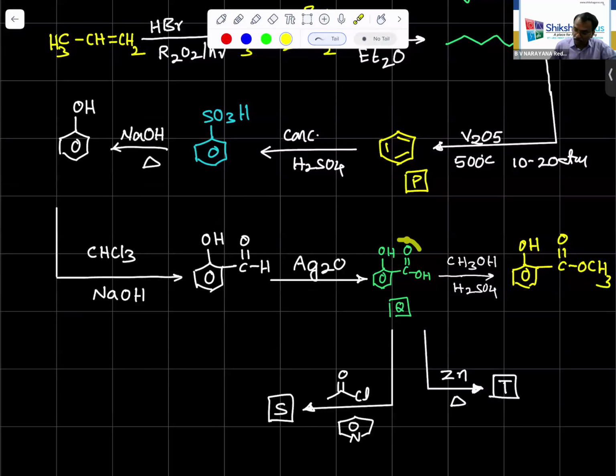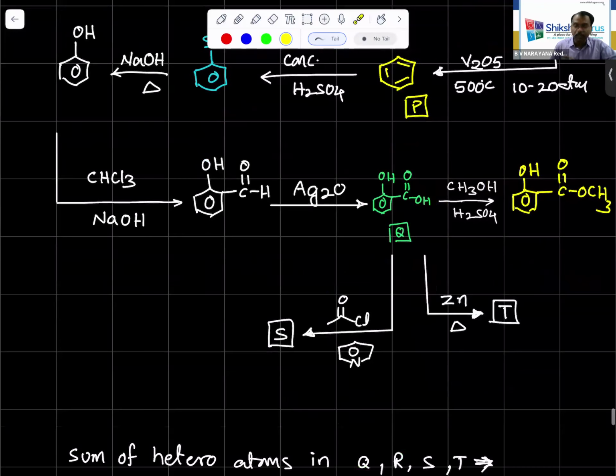Now, this is treated with acetyl chloride in the presence of pyridine. Now what is happening? Here it is an acid halide. With acid halide, an SN2 reaction takes place. What is that reaction? It is nucleophilic substitution at the acyl carbon. Here the phenol oxygen atom donates electrons to this carbon atom. In the next step, from this carbon, Cl minus takes part in elimination.